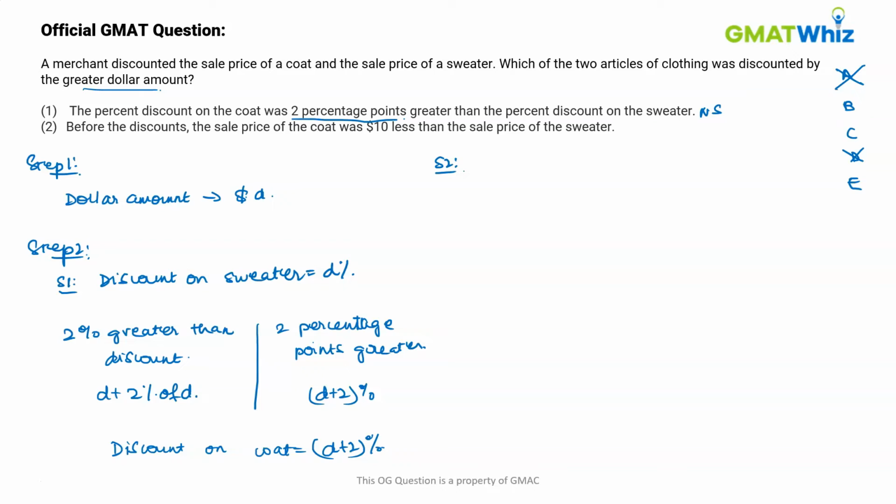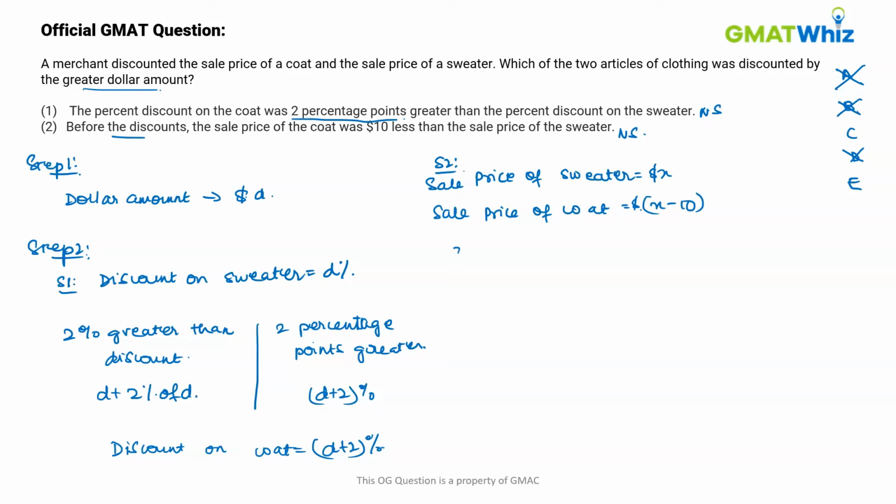Statement 2 tells me that before the discounts, the sale price of the coat was $10 less than the sale price of the sweater. So, suppose the sale price of the sweater is X dollars. So, the sale price of the coat is going to be X minus $10. Again, this is just in terms of X, right? And we don't have any other information which we can equate, nor do we know about the discount. So this makes statement 2 not sufficient, and we eliminate answer choice B.